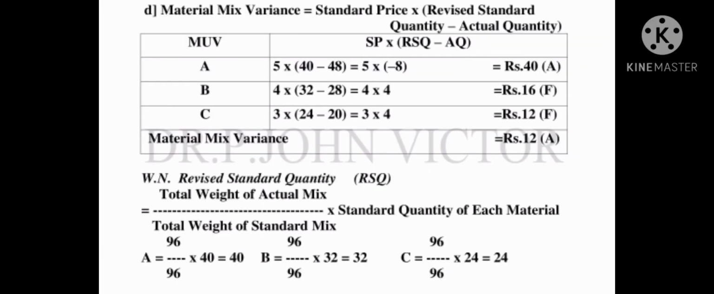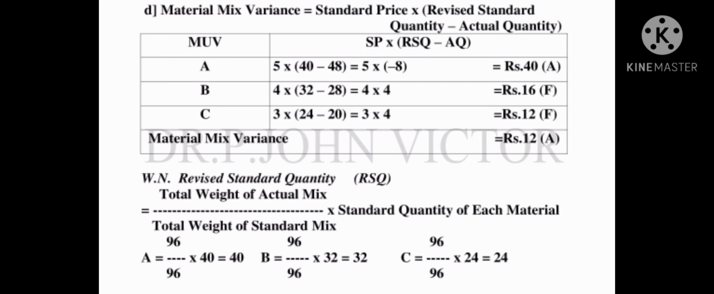Next is material mix variance. The formula is standard price into revised standard quantity minus actual quantity. See that standard price we know already, it is there in the sum. Actual quantity we also know because it is available in the sum. But the new thing is revised standard quantity. There is no such term in the problem. So that means the revised standard quantity we have to calculate. That is a working note we have to make. Then only we may consider.